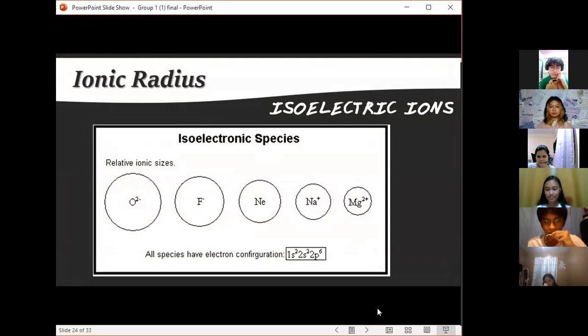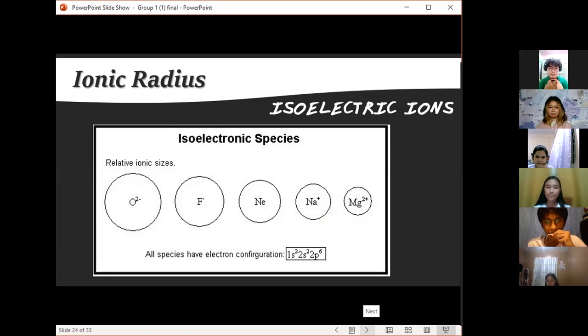For isoelectronic ions, the size of the ion is based on the size of the electron cloud, not on the number of protons in the nucleus. But before that, let us know the definition of an isoelectronic ion. According to Lumen Learning, under the section on variation of ionic radii, atoms or ions are said to be isoelectronic if they have the same electronic configuration.